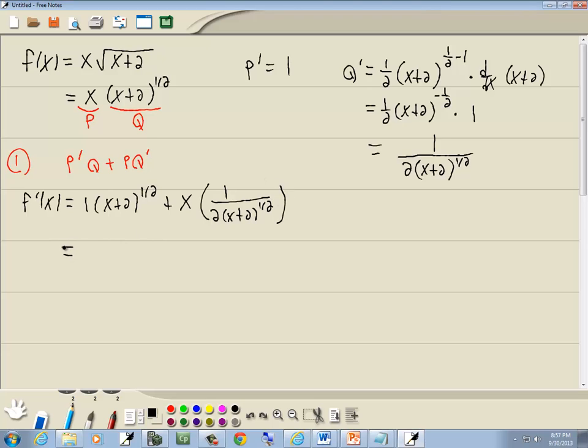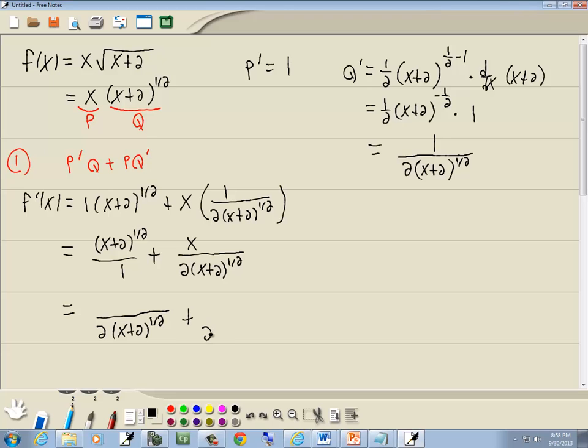Now, if you've got a fraction of any sort, then you want to merge it all into a single fraction. So this (x plus 2) to the 1/2 here, I'll put that over 1. You can always create a fraction by putting it over 1. And over here, this x, I'll go ahead and put up in the numerator. So we've got x over 2 times (x plus 2) to the 1/2. Now our common denominator would be to multiply these two denominators together. 1 times 2 times (x plus 2) to the 1/2 gives us 2 times (x plus 2) to the 1/2. So that's our common denominator.